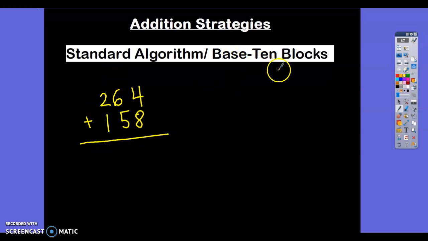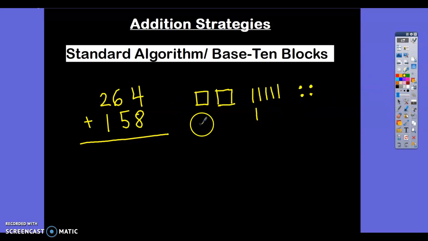We can also use place value blocks to represent our numbers. A square is how we represent hundreds. Sticks are how we represent tens. And dots are how we represent ones. So this is 264. Here is 158. 1, 2, 3, 4, 5, 6, 7, 8.